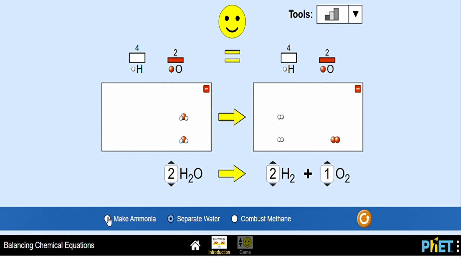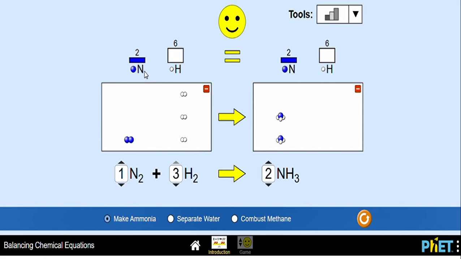And if we talk about make ammonia, here also nitrogen is 2 on the right hand side and left hand side again 2, and hydrogen on the left hand side and the RHS side again we have 6. So that way you can balance the chemical equation.